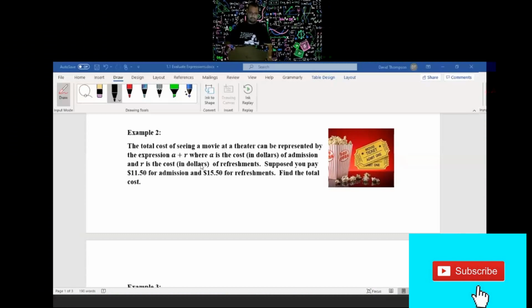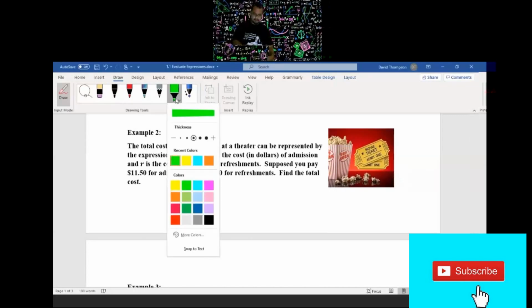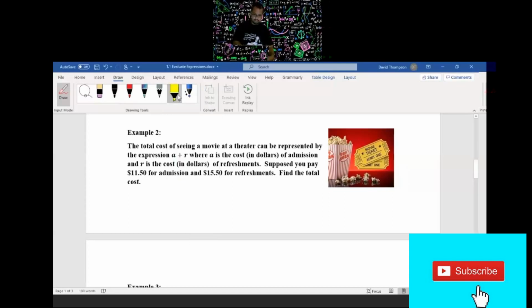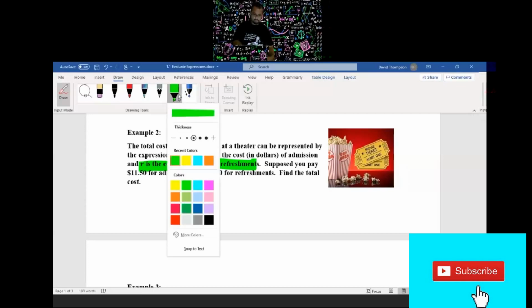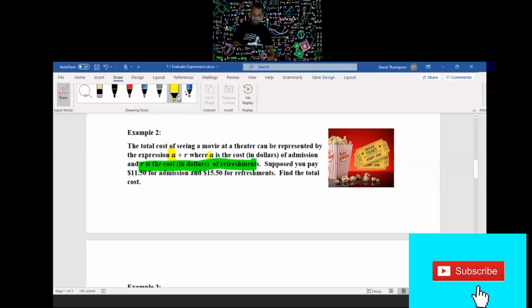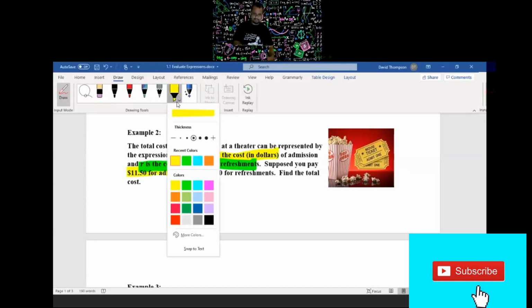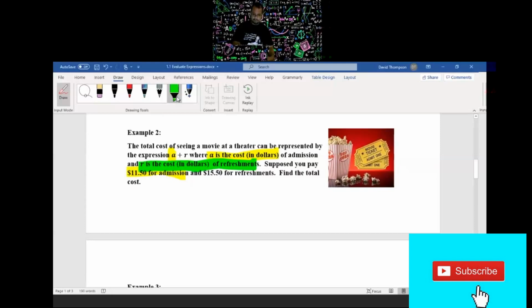Example 2. The cost of seeing a movie at a theater can be represented by the expression A plus R, where A is the cost in dollars of admission, and R is the cost in dollars of refreshments. Suppose you pay $11.50 for admission and $15.50 for refreshments. Find the total cost of your movie trip.